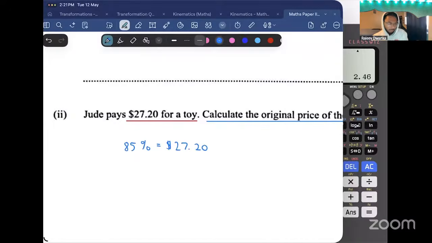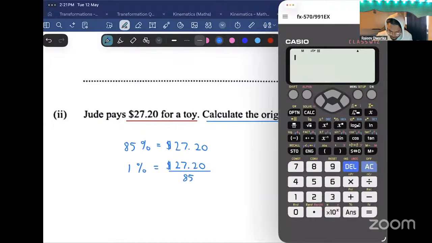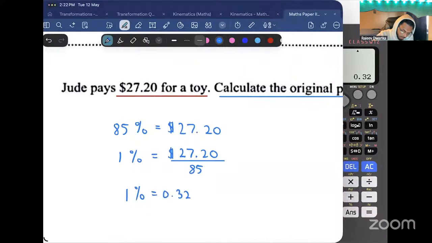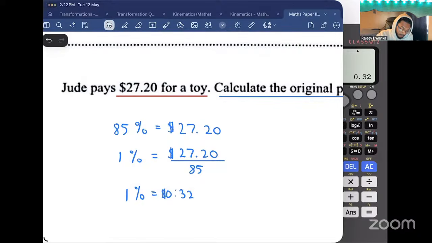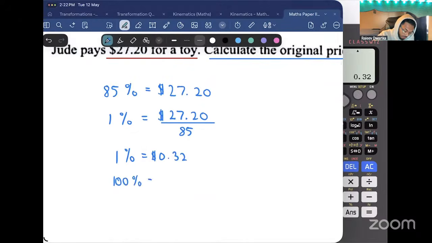And so if we wanted to find 100%, we could find 1% first. How would I find 1%? Somebody tell me. It's not a trick question. I just have to do what's on both sides. To find 1%, I would divide both sides by 85. So that'll be 27.20 all over 85, which is 0.32. So 1% is 0.32. But we don't want 1%. We want the original price, which will be represented by 100%, guys. So you'll have to multiply both sides by 100 to find the original amount of money.